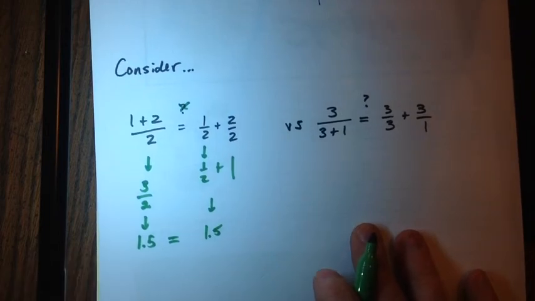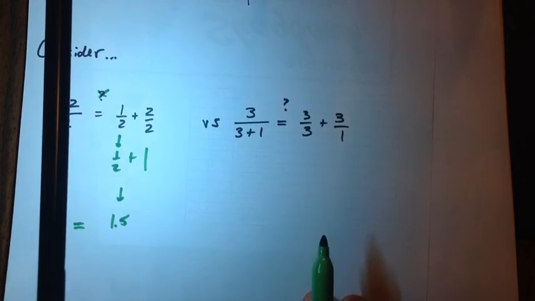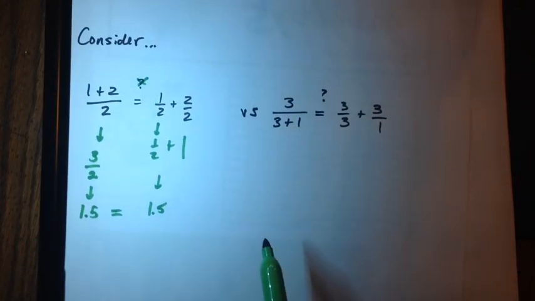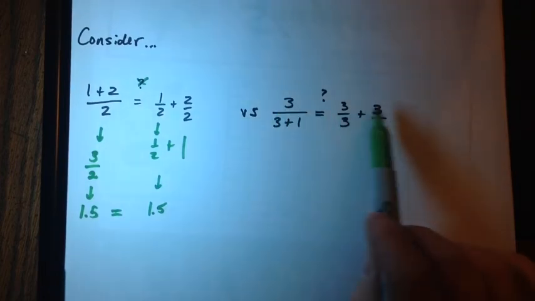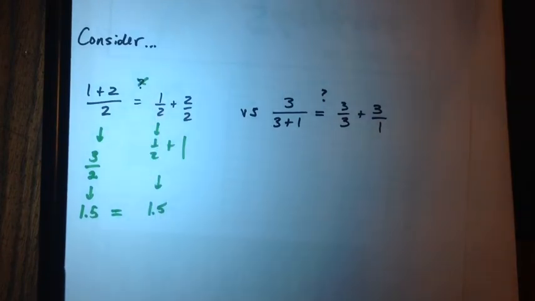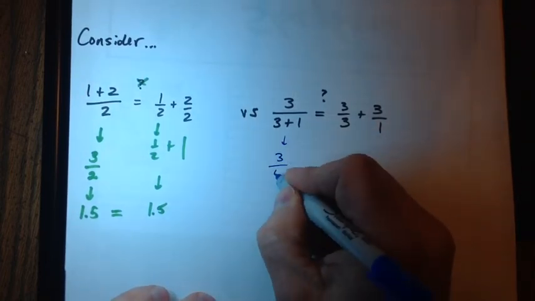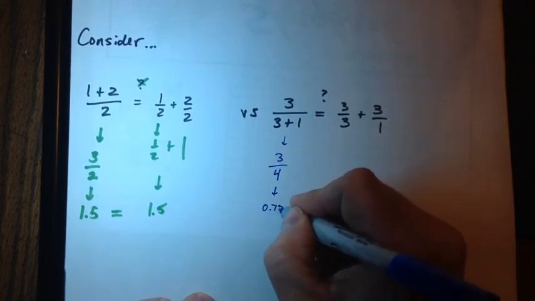How about over here? Does it work the same way? You'll notice the difference. In this case, the denominator is split into two terms. I kept the numerator the same and split the denominator up, similar to what I did over here, right? Let's try it. Over here, I get 3 divided by 3 plus 1, which is 4. As a decimal, that's 0.75.